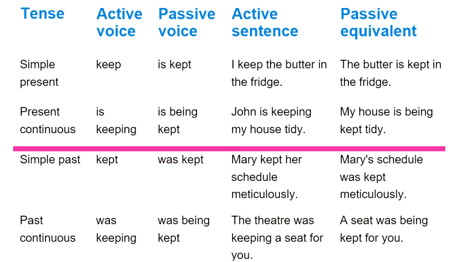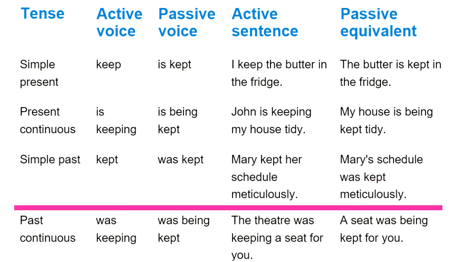Then we'll talk about simple past. In simple past, active voice is kept and passive voice will be was kept. The active sentence for example, Mary kept her schedule meticulously, and the passive sentence will be Mary's schedule was kept meticulously.